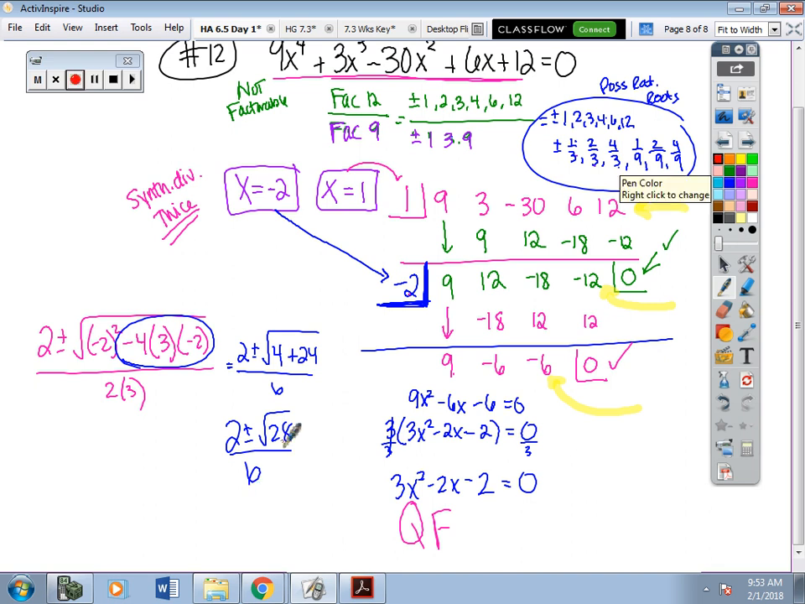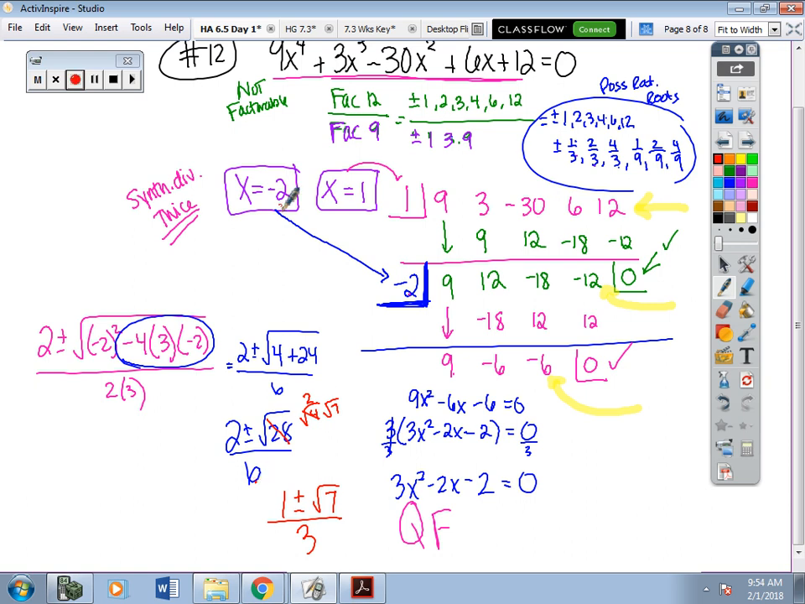Reduce the square root of 28 to 4 and 7, which will be 2 square roots of 7. And then we can reduce each of those numbers. 2 over 6 and 2 over 6 will become 1 plus or minus the square root of 7 all over 3. I reduced that. 2 sixths is 1/3, 2 sixths is 1/3. So that should be 3.